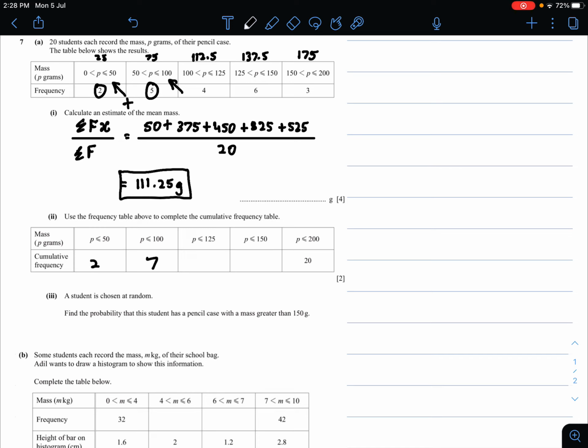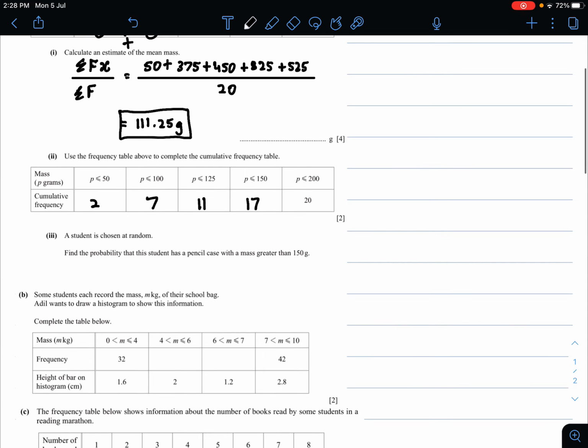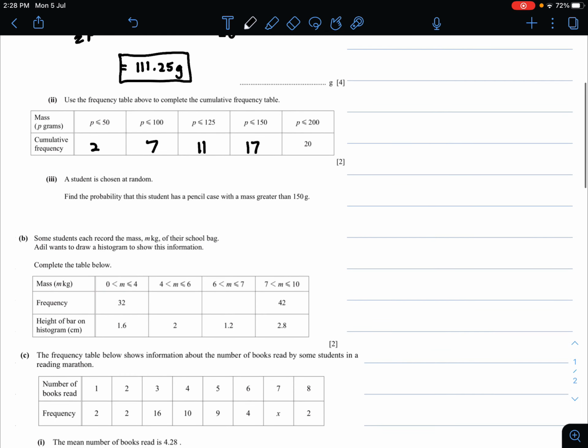So less than 125 would be 4 plus 5 plus 2, which is 11, and less than 150 would be 6 plus 4, that is 10, plus 5, which is 15, plus 2, which is 17. This will be our final answer for part A2. Now let's move on to part A3.